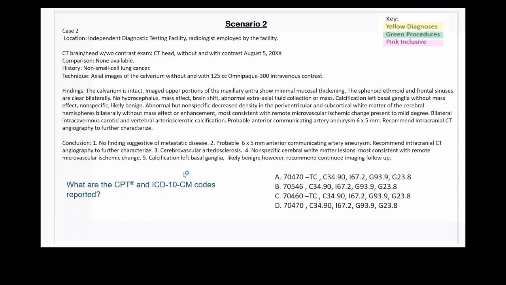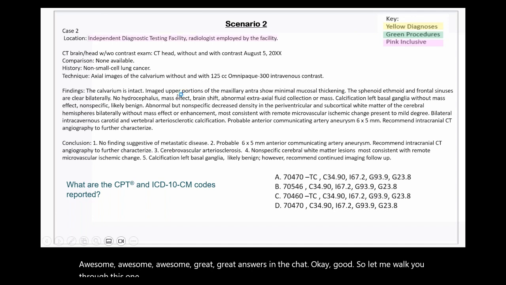Awesome, awesome, awesome. Great answers in the chat. Okay, good. So let me walk you through this one. So we have a location independent diagnostic facility, radiologist employed by the facility. So keep an eye on this particular line.